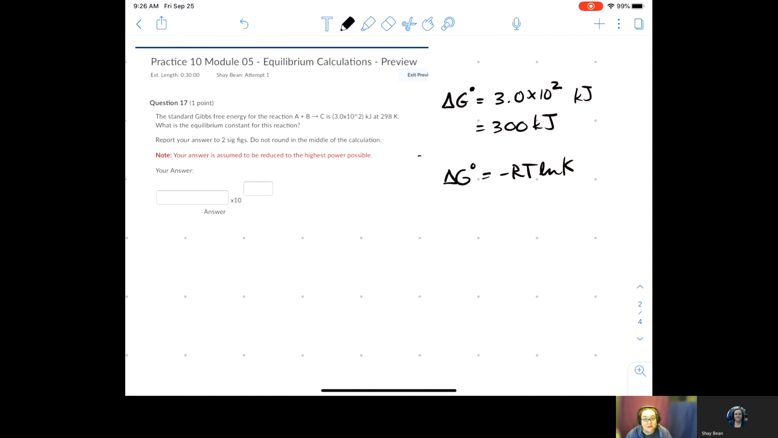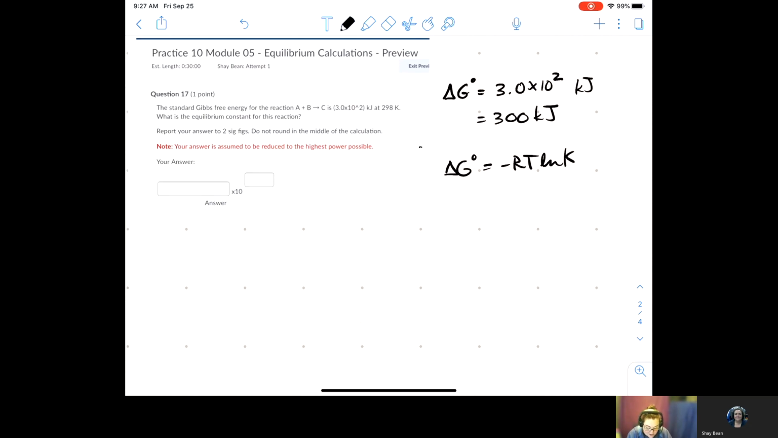I'm going to rearrange this to solve for K before I start plugging in numbers. That tends to be easier. That way I'm not dragging a bunch of numbers around. Dragging symbols around is typically easier than dragging numbers around. So first thing I'm going to do is put the minus sign on the other side. Then I'm going to put the R and the T on the other side.